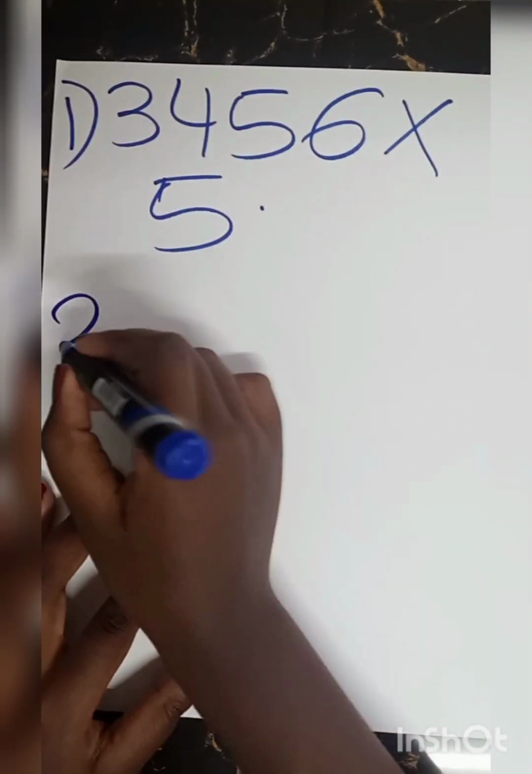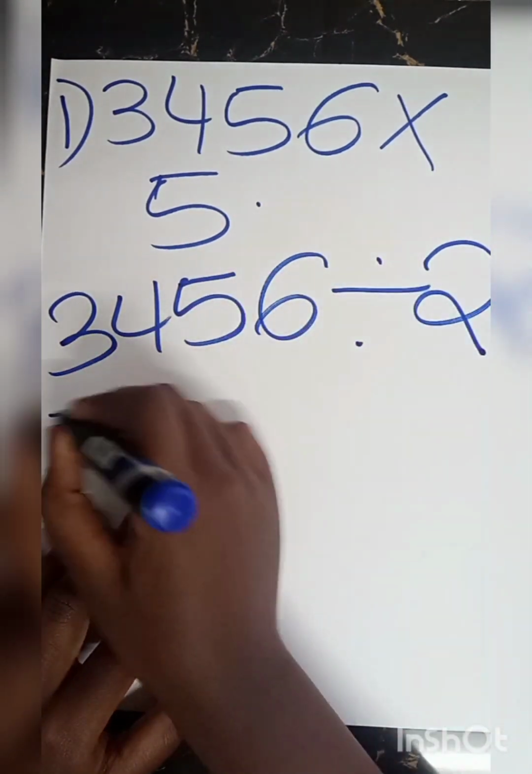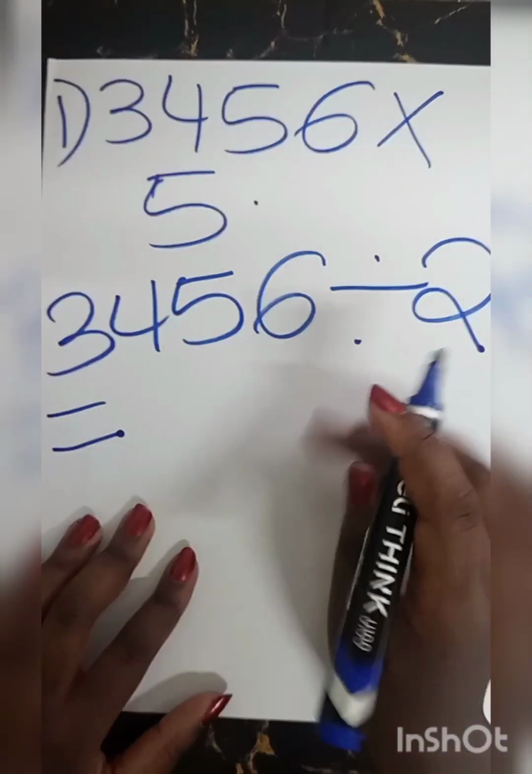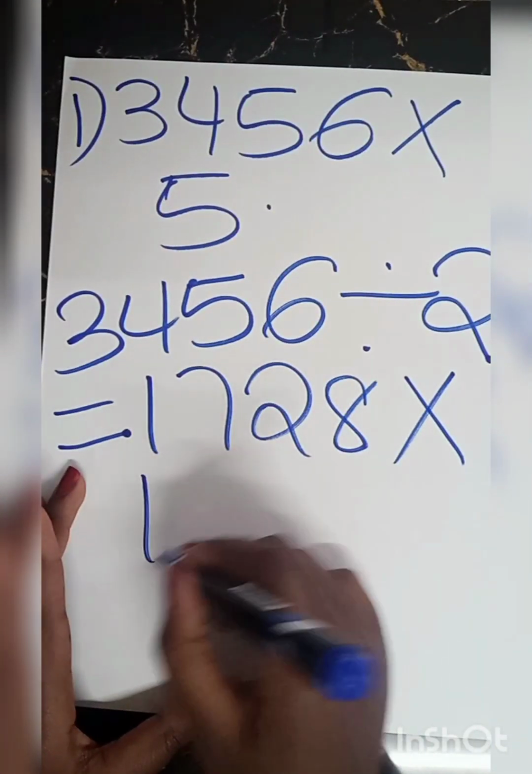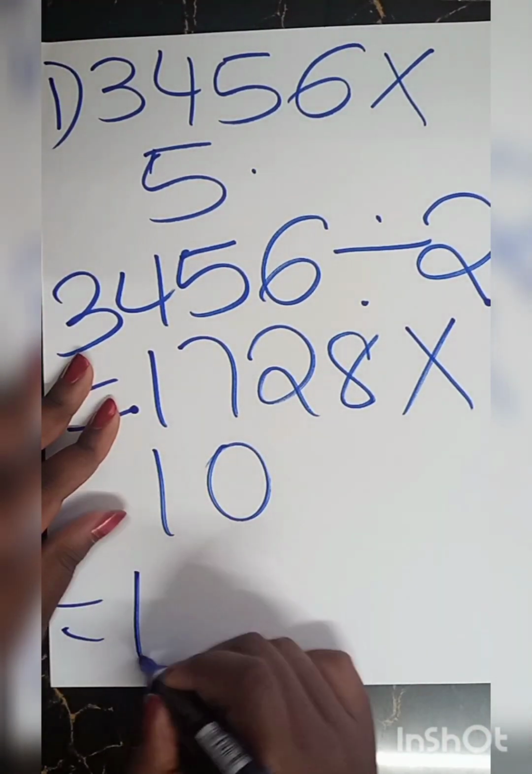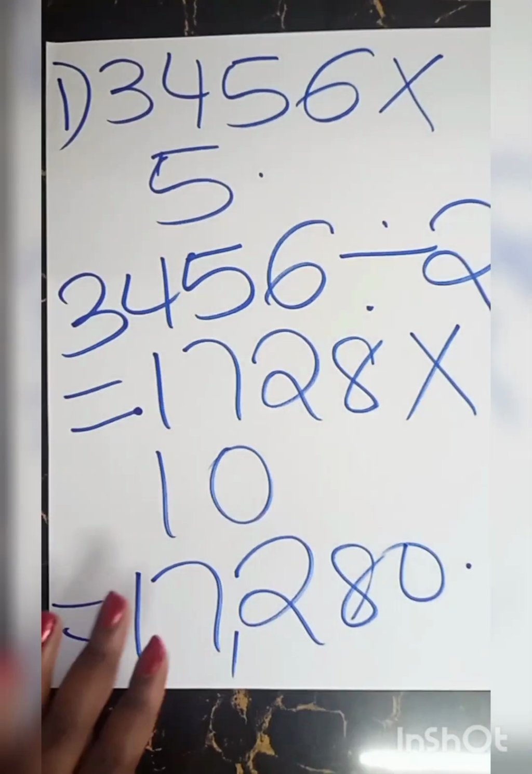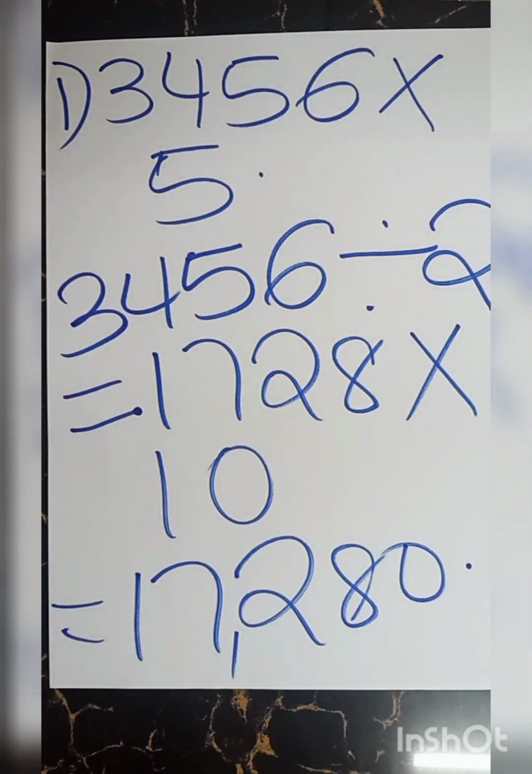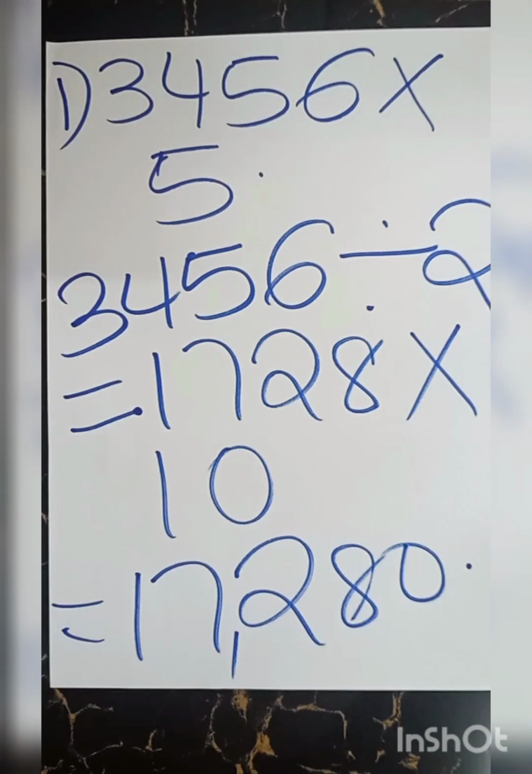So this divided by 2 is this, okay? And this multiplied by 10 gives us this number here. Are we together? And with that, you have your answer. This multiplied by 5 gives us this number here. Are we together? Yes, exactly. So let's go through another example.